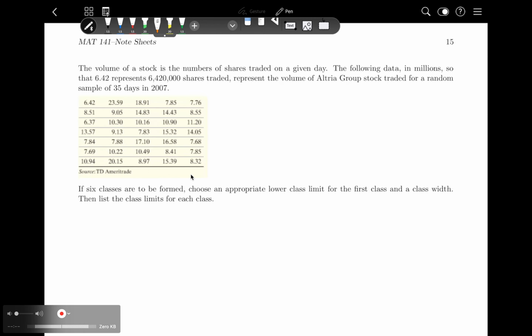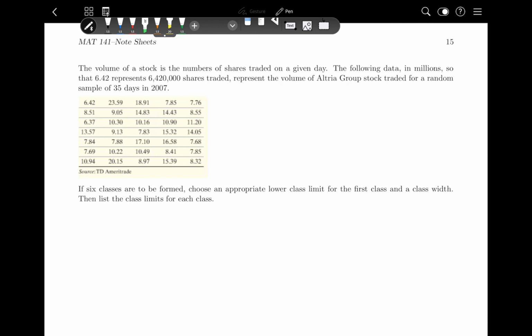Okay, so for this problem, we're going to do the exact same thing we did with the last one, which is we need to start by figuring out what our smallest class limit is, and then we want to figure out how wide we want to make our classes here. So in this case, I want to do the same thing I did previously. I want to find the largest data value and the smallest data value. So let's give that a try.